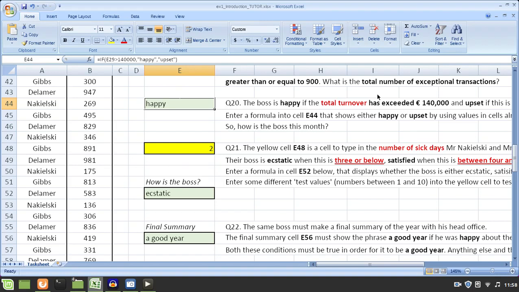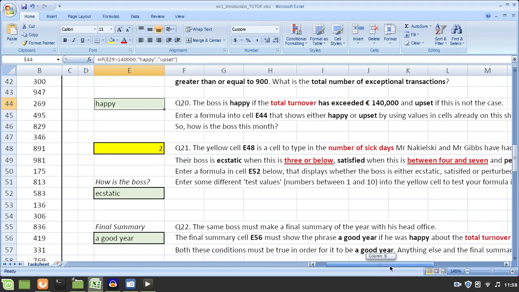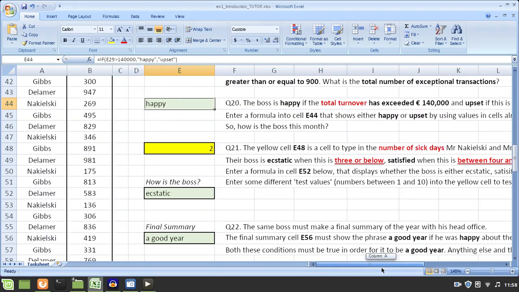Let's jump straight into question 20, which is a little bit longer than normal. Let's have a read of the question together. It says the boss is happy if the total turnover has exceeded 140,000 euros and upset if this is not the case. Enter a formula into E44 that shows either happy or upset by using values in cells already on this sheet. So how is the boss this month?